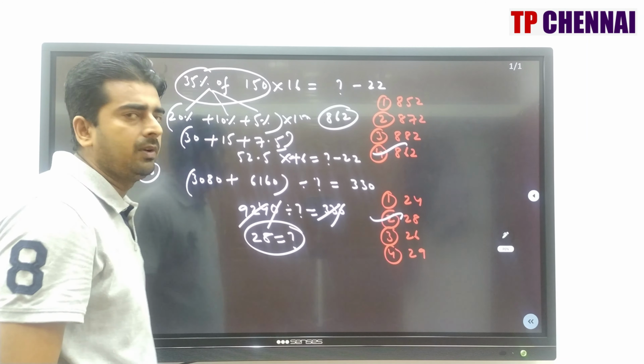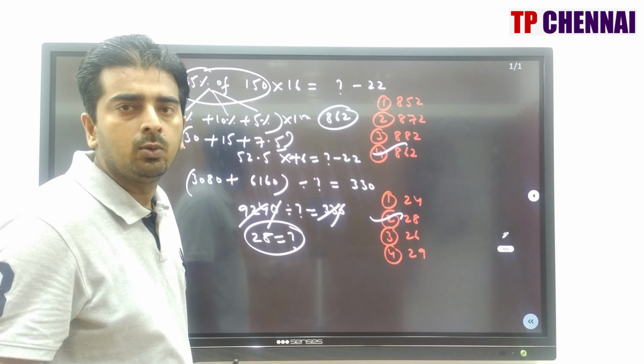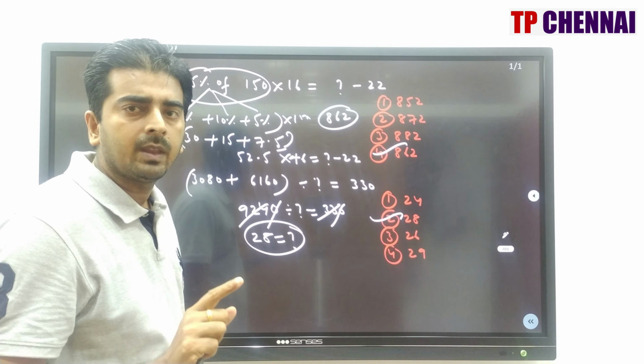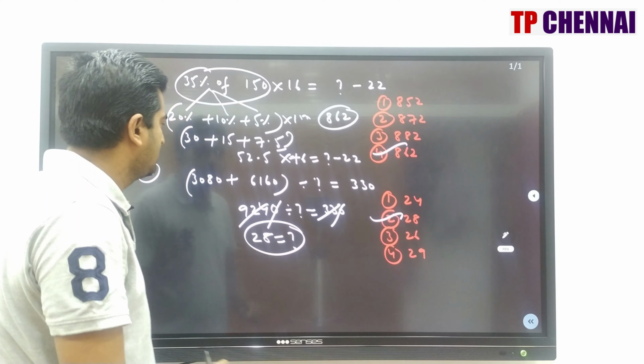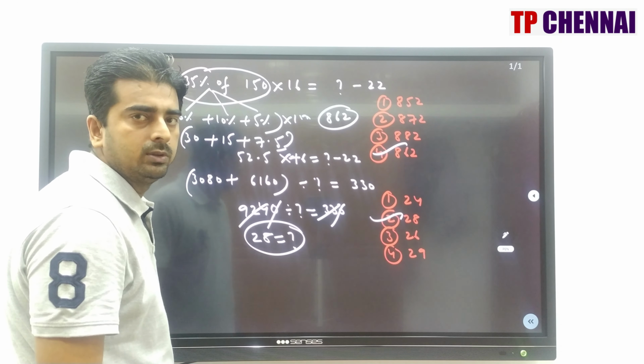Now how to multiply 52.5 into 16? Double this number, half this number. What is 52.5 into 2? 105. Half of 16, 8. 105 into 8 is 840. 840 plus 22, what is the answer? 862. Next one, 3080 plus 6160 whole divided by question mark is equal to 330.